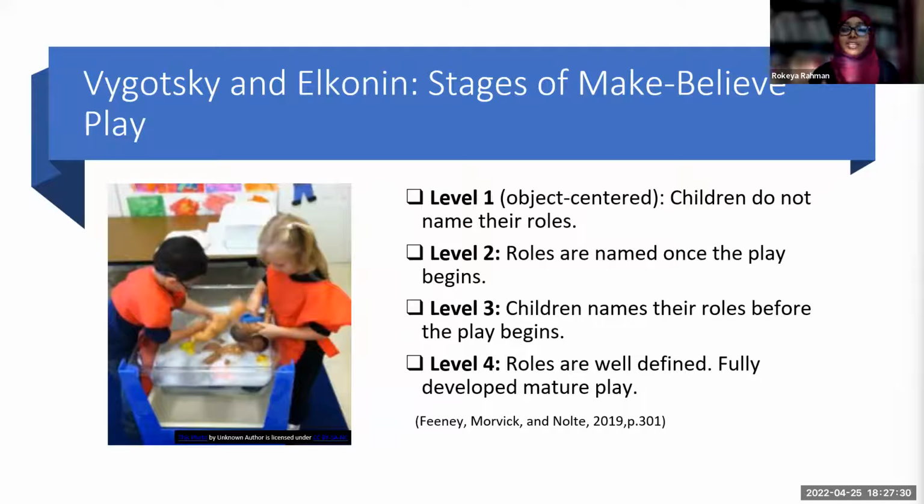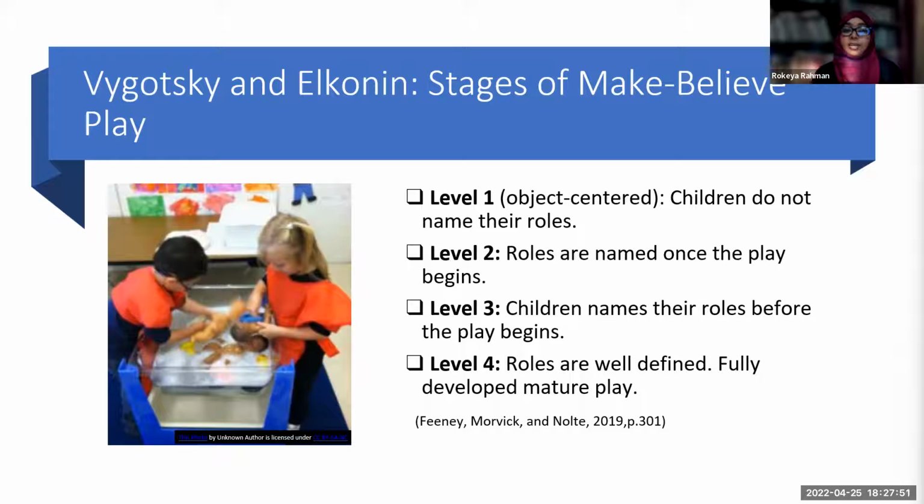So stage number one is level number one, basically object centered. So children just engage using toys and using play. Maybe, for example, as you see, maybe watching baby dolls, but they don't really come up with the name. So they don't really have the name of the role. That's very young children.